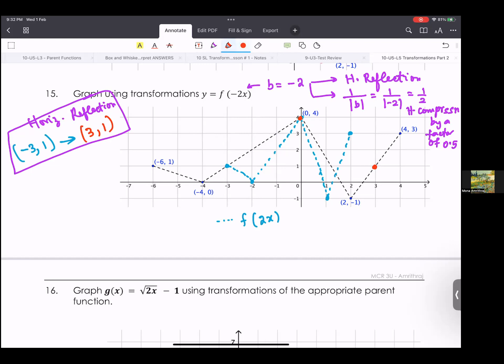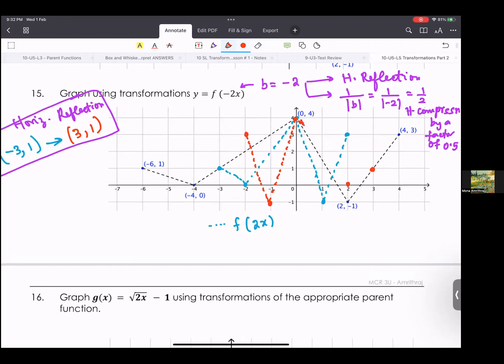Let's try this again. We are doing the light blue dotted one. So this point is over here, and that point is invariant. And then 2, -1 becomes -2, -1, and then this point 2, 3 becomes -2, 3. So this is your final graph. This is what we're looking for, right? This orange graph is f of -2x.